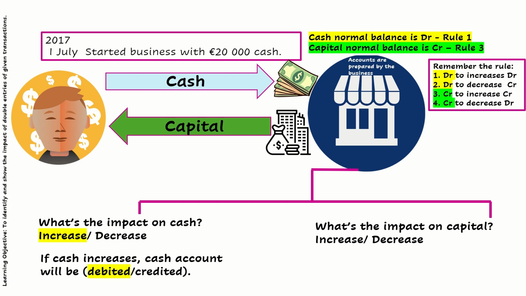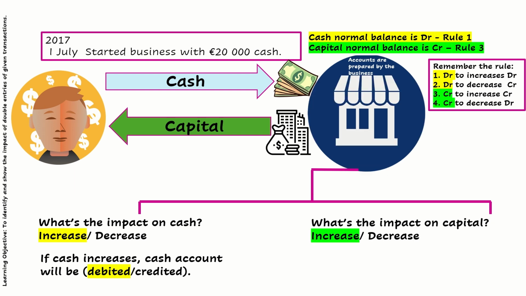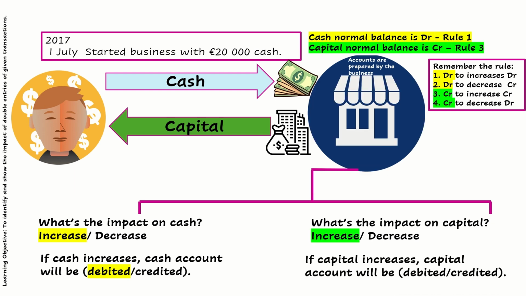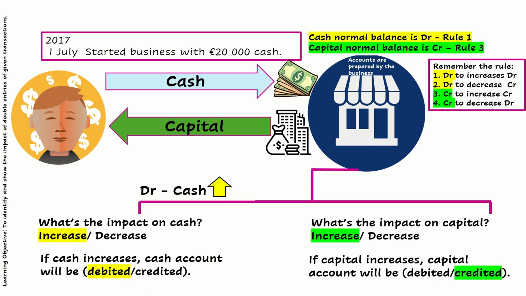What's the impact on capital account? Increase or decrease? Increase. If capital increases, capital account will be debited or credited? Credited. This means we are applying rule number 3. Capital has a normal balance of credit. Therefore, in order to increase, you credit it. In conclusion, cash increases, therefore debit cash. Capital increases, therefore credit capital.